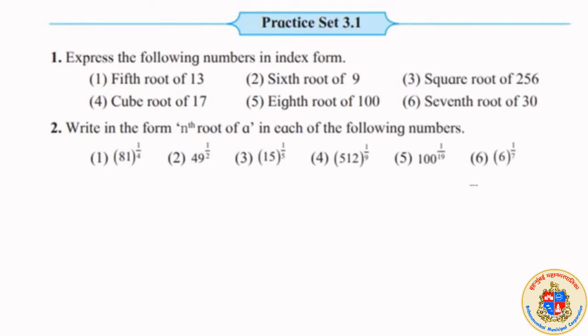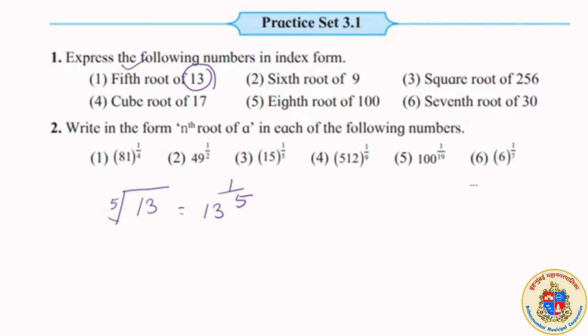The first exercise is given to you, where you will be writing in index form. Fifth root of 13 is asked here. Fifth root, I know you will write 13 and its fifth root, and this is the normal way of writing. Then you can write 13 in index form as 1 upon 5. Correct? If you complete the exercise, only then will your strength grow.